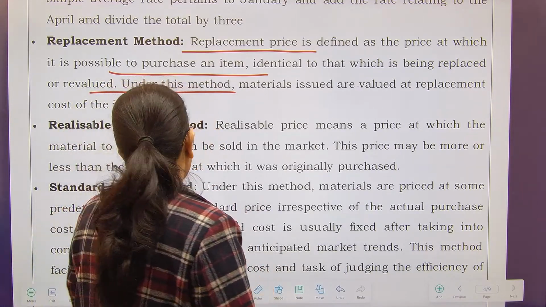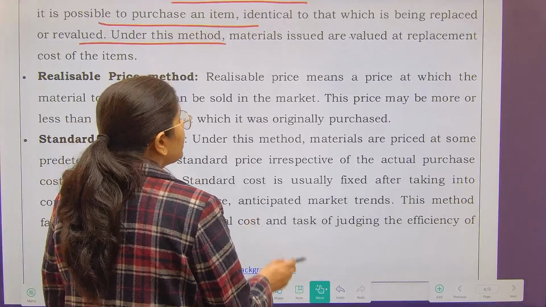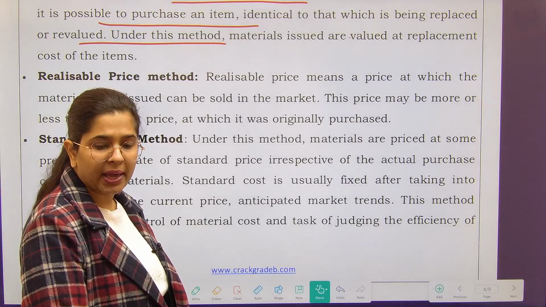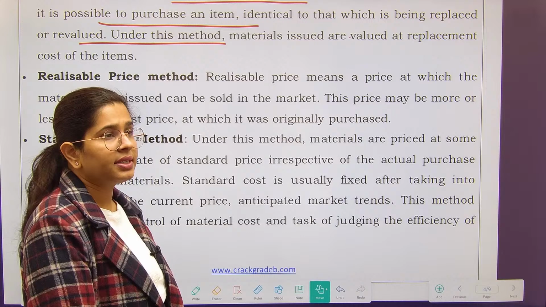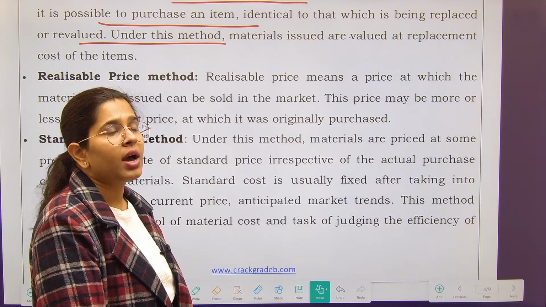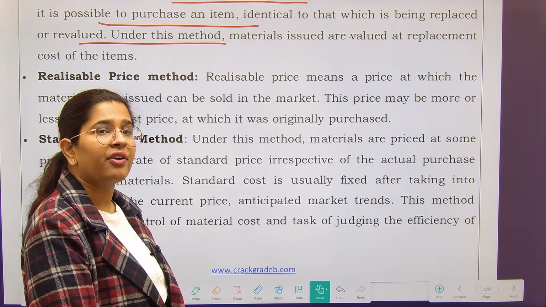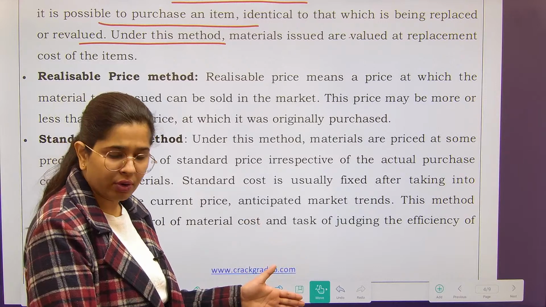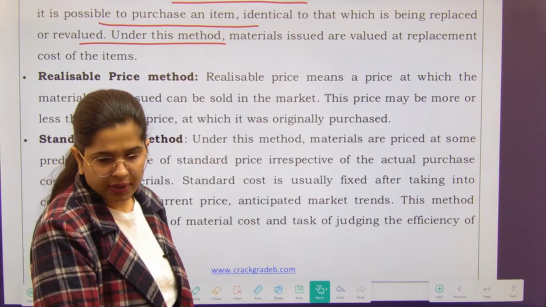Next is your standard price method. We have already talked about standard price. Under this, you are not taking the actual price, you are finding out the standard price. Finding out standards is a difficult thing, because you have to see so many variables. You have to fix the standard price, and after that you will find out that, okay, this is the standard price of my goods, and at this price I should be charging it.